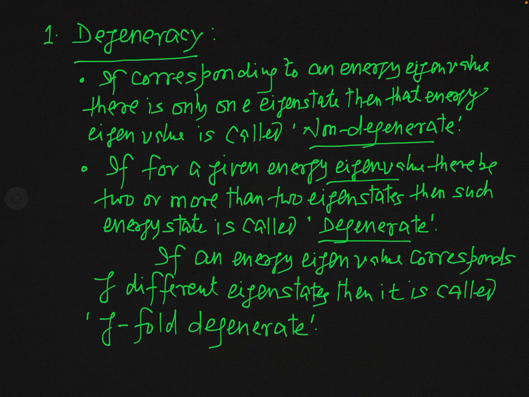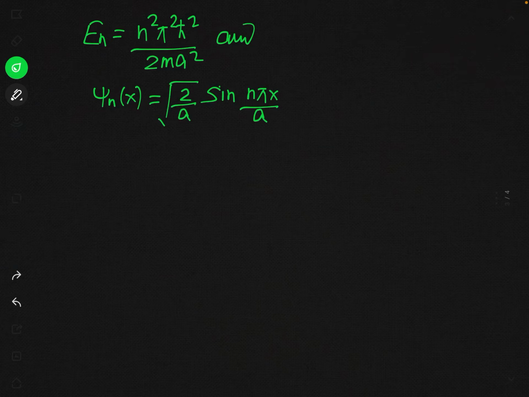So if you consider that corresponding to an energy eigenvalue there are g different quantum states or eigenstates, then such an energy eigenvalue is called g-fold degenerate. This is actually what the term degeneracy means. Now we will see in the present problem whether this degeneracy in energy eigenvalue exists or not. For this, let us see some of the energy eigenvalues and corresponding eigenfunctions.